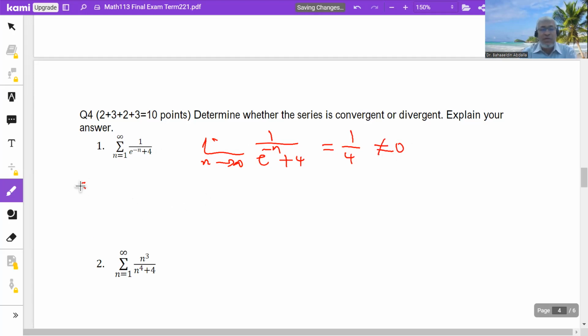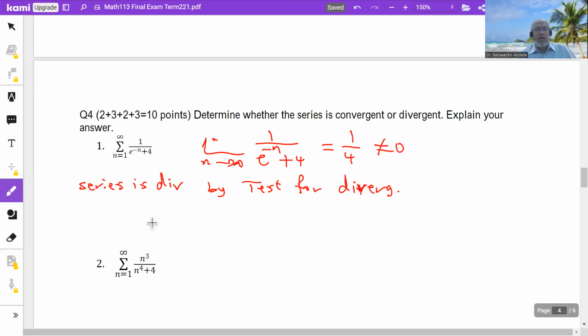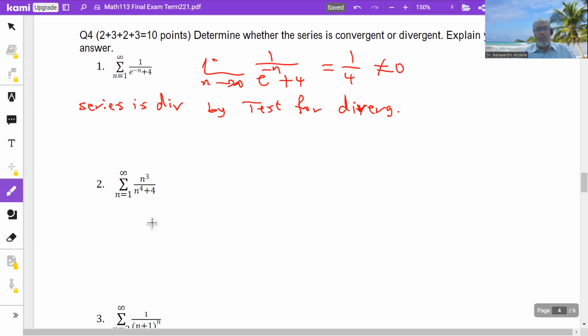So the series is divergent by the test for divergence, or you can call it the divergence test. So once you find the limit not equal to 0, immediately the series is divergent.